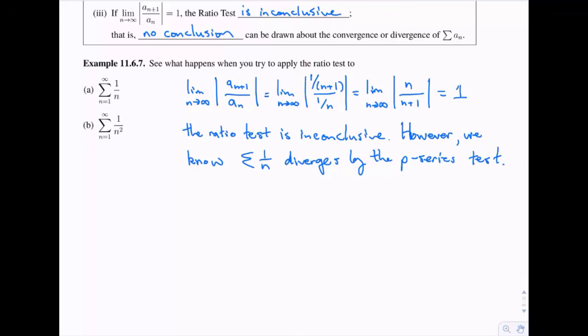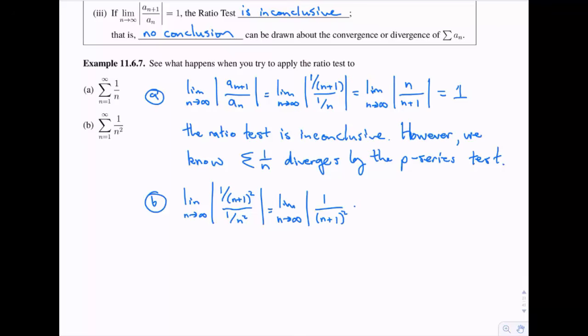Okay, part B, let's try this one out. So our series is now 1 over n squared as n goes from 1 to infinity. Let me see, what does the ratio test tell us about this? So we have the limit as n goes to infinity of the absolute value of the ratio. So again, a sub n is going to be 1 over n squared. A sub n plus 1 is going to be 1 over n plus 1 quantity squared. And again, let's go ahead and simplify this with a little bit of algebra. Instead of dividing by a fraction, let's go ahead and multiply by the reciprocal. So I'm going to multiply by n squared over 1.